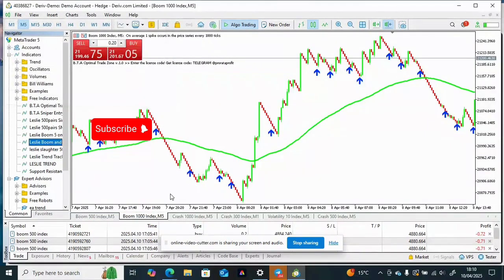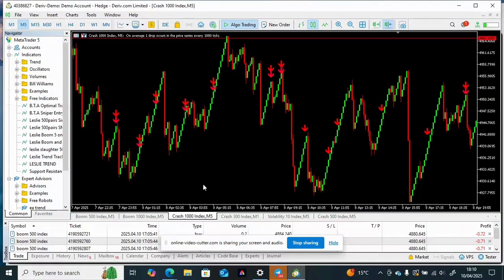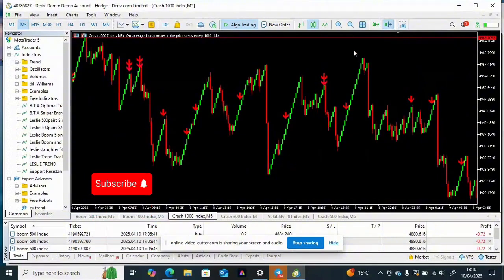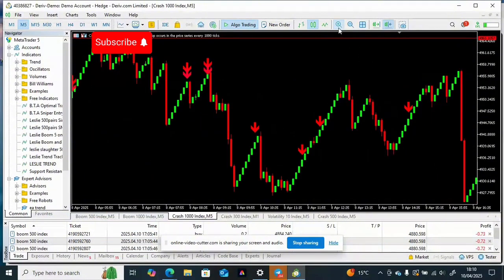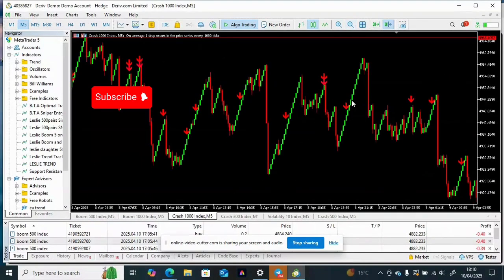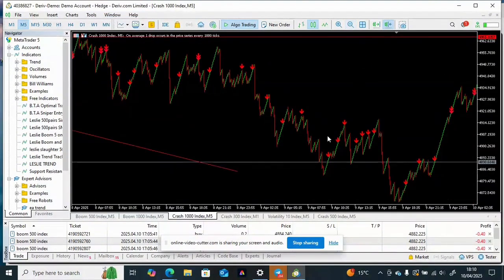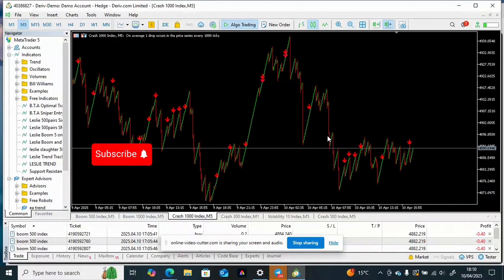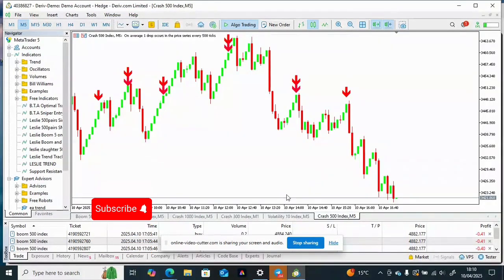So on Boom 1000, we don't want that, but on Crash 1000, you can have a second thought of it, give it the benefit of the doubt. If you think it can work for you, go for it, trader. That's all I can say. Go for it. But on Crash 500, you've got some good stuff.